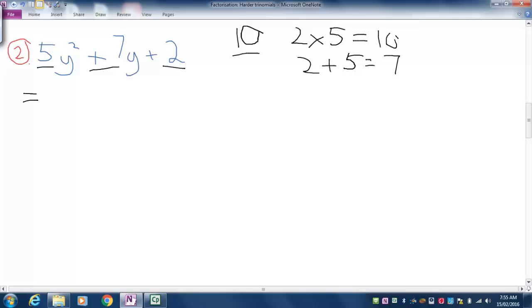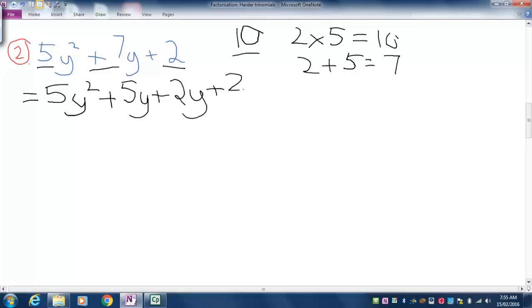So I break that middle term into the sum of two terms. So 7y is made up of 5y plus 2y. And then we put that constant on the end. So all I've done there is I've written 7y as the sum of 5y and 2y. That then allows me to group in pairs.